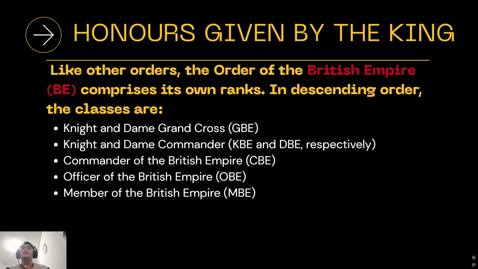Like other orders, the Order of the British Empire, or BE, comprises its own ranks. In descending order, the classes are Knight and Dame Grand Cross, or GBE, and then Knight and Dame Commander, KBE and DBE, respectively. And then there is Commander of the British Empire, CBE, and Officer of the British Empire, or OBE, and then the last is Member of the British Empire, or MBE.